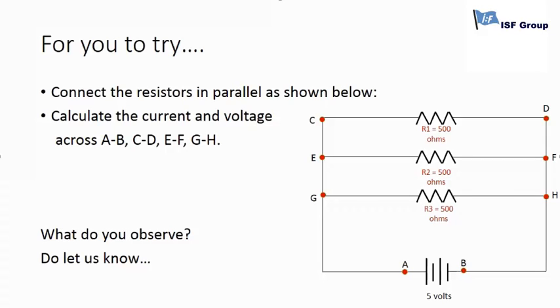You can now try and calculate the current and voltage across each of these points A, B, C, D, E, F, G and H. What do you observe? Do let us know.